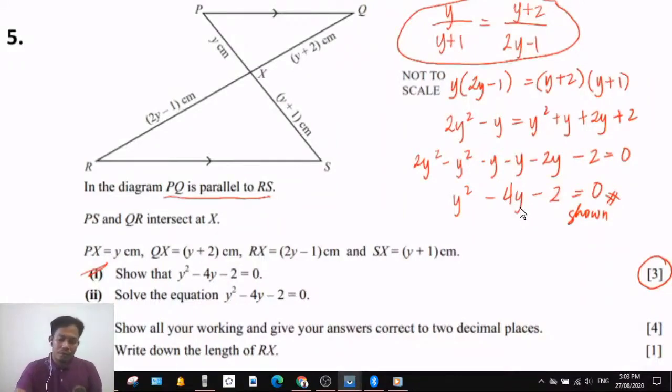Okay, you have to wait for the video that I'm going to make about similar triangles so that you will know how I came up with this. Okay, next, let's move on to question number 2.